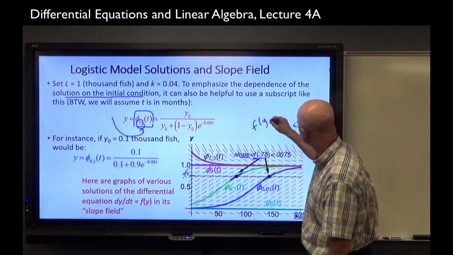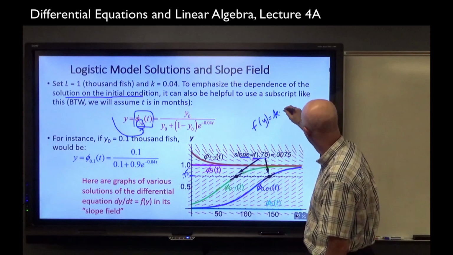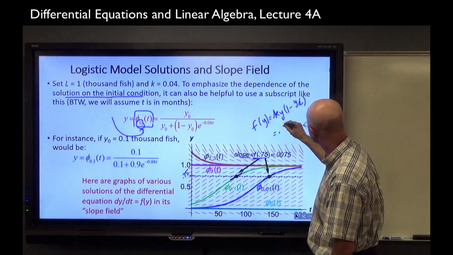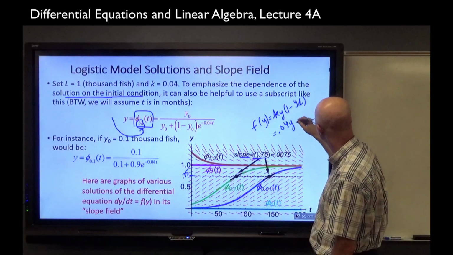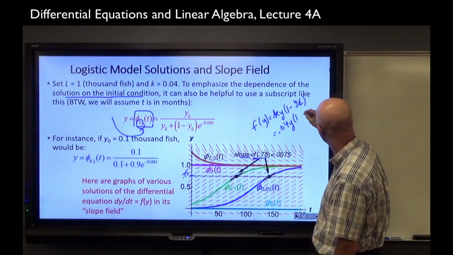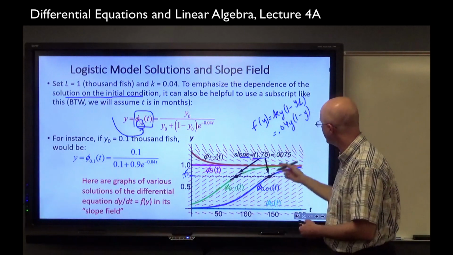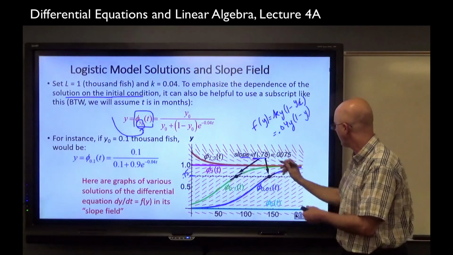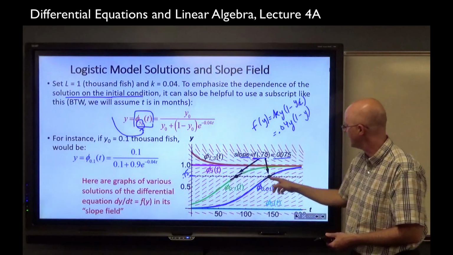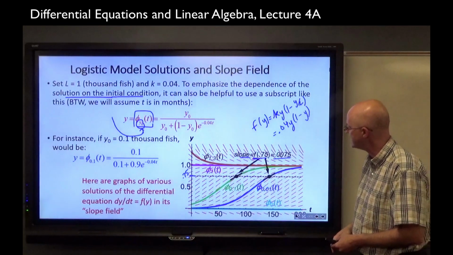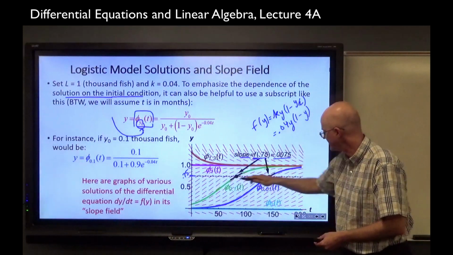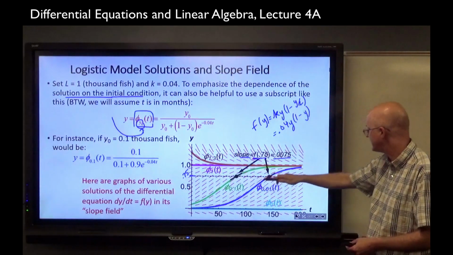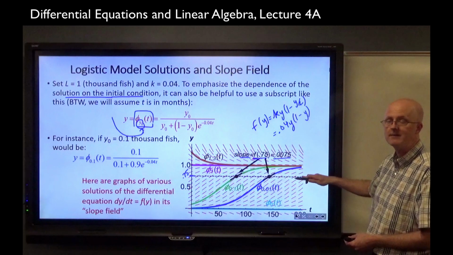F of y was ky times 1 minus y over L. And if L is 1 and k is 0.04, that's 0.04 y times 1 minus y. You should check, replace y with 0.75 here and here. You will get 0.0075, and that is the slope, the rate of change of these solution curves when they pass through this horizontal line at y equals 0.75. And it's the slope of all the red lines along that horizontal line.